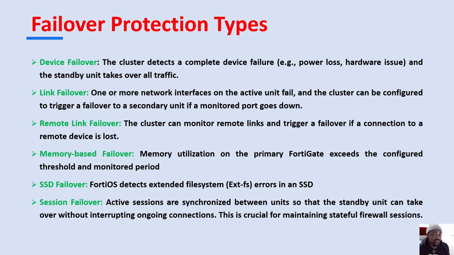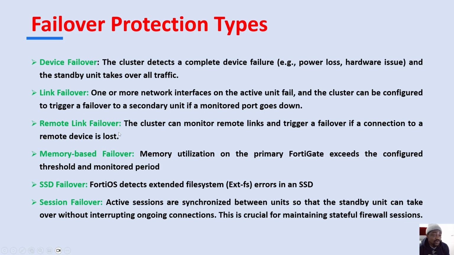The first one will be FortiGate device failover. If one of the FortiGate devices has a power loss or hardware issue, automatically there will be a failover to the secondary FortiGate. If there is a monitored link failover, say one of the links is down, automatically a failover will be triggered and traffic will be forwarded to the secondary FortiGate device.